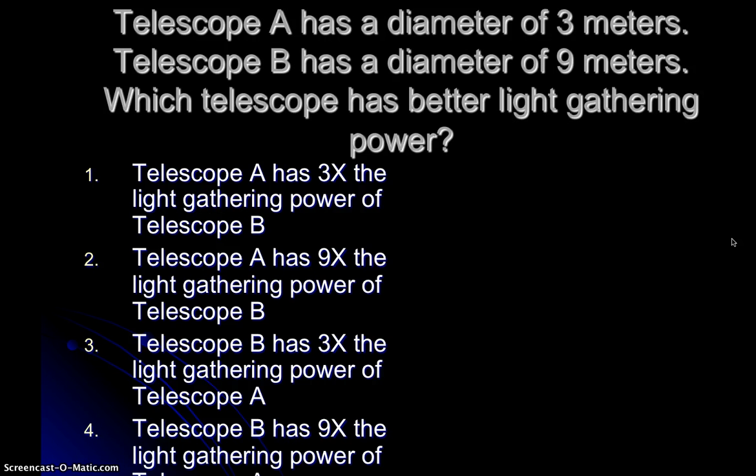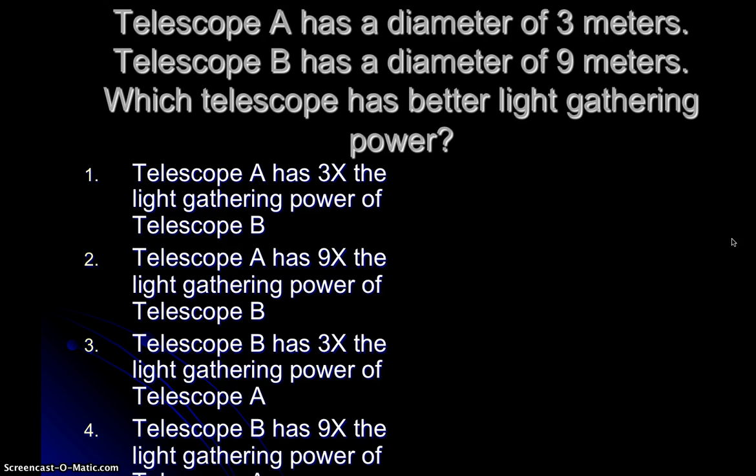So, for instance, if I have two telescopes, telescope A has a diameter of 3 meters, while telescope B has a diameter of 9 meters. We want to answer the question, which has better light gathering power? Hopefully you're able to narrow these answers down pretty quickly by recognizing that because telescope B has a larger diameter, that's definitely going to be bigger. The question is, how much bigger?